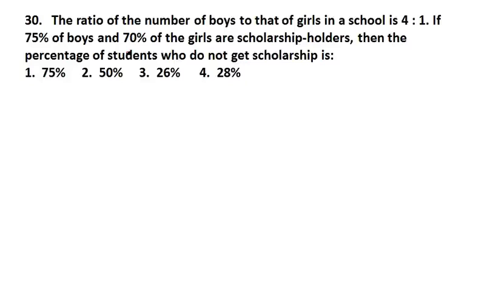Do this now. The ratio of the number of boys to girls in the school is 4:5. Okay, just write this is boys and this is girls. For my convenience I'll multiply with 100. So if 75% of the boys and 70% of girls are scholarship holders, then what is the percentage of students who don't have a scholarship? Now this is 400. Boys 75% are scholarship holders, means 25 don't have a scholarship.